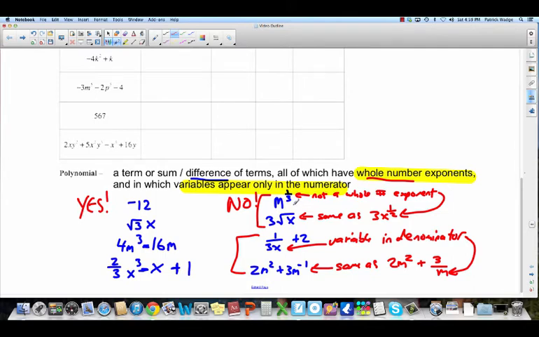Basically, if I ask you whether something's a polynomial or not, you should look at the following. Look at the variables and see if their exponents are fractions. If so, not a polynomial. Look at the variables and see if their exponents are negative numbers. If so, not a polynomial. Look at the variables and see if they're inside radical signs. If so, not a polynomial. And look at the variables and see if they're in the denominator. If so, not a polynomial. Mostly everything else is a polynomial.